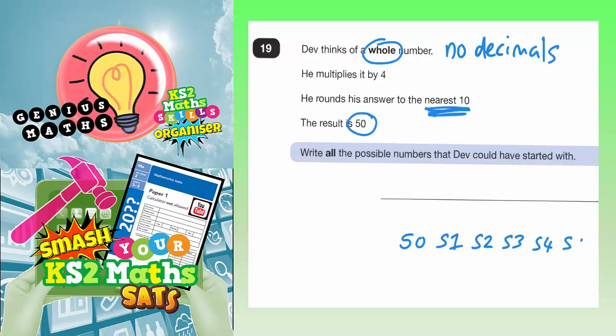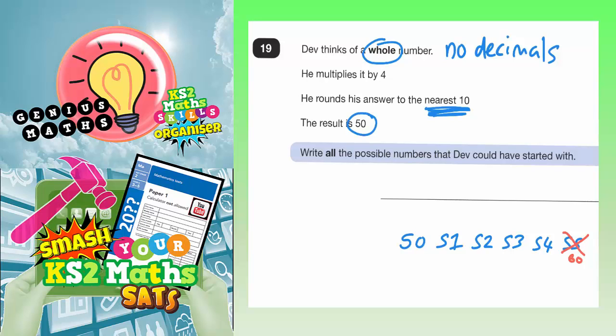But when we get 55, 55 would not round down to 50, because when it's 5 or higher, it would round up to 60. So 55 is no good, because that would round up to 60. Okay, so far we've got 50, 51, 52, 53, 54 that would all round down to 50.